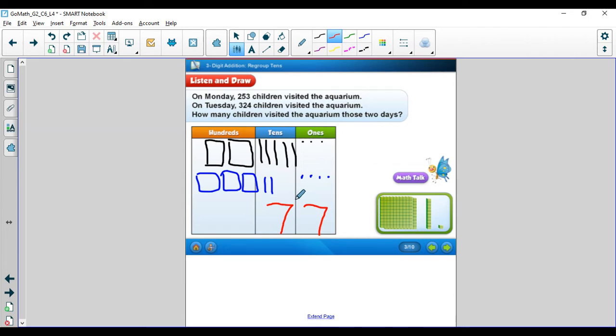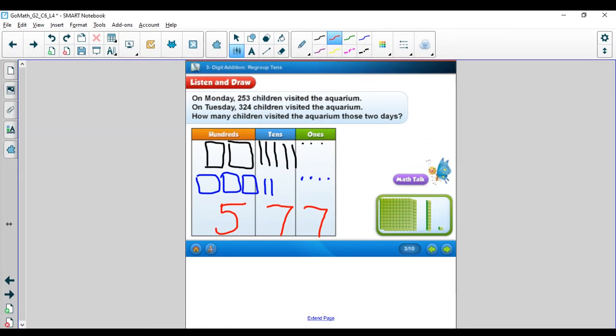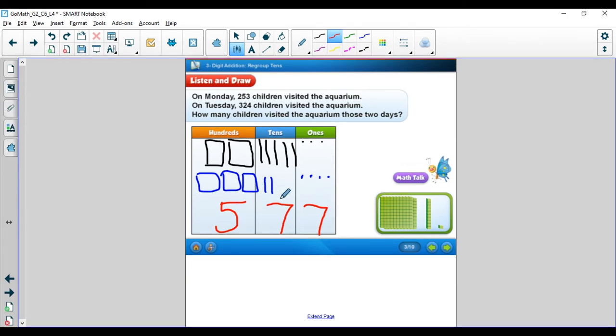And finally, it's time to count our hundreds. 1, 2, 3, 4, 5. Is that 10 or more? No, it is not. So I can write my 5 hundreds down here. All right. So in our problem, we made 577. So there are 577 children who visited the aquarium those 2 days.